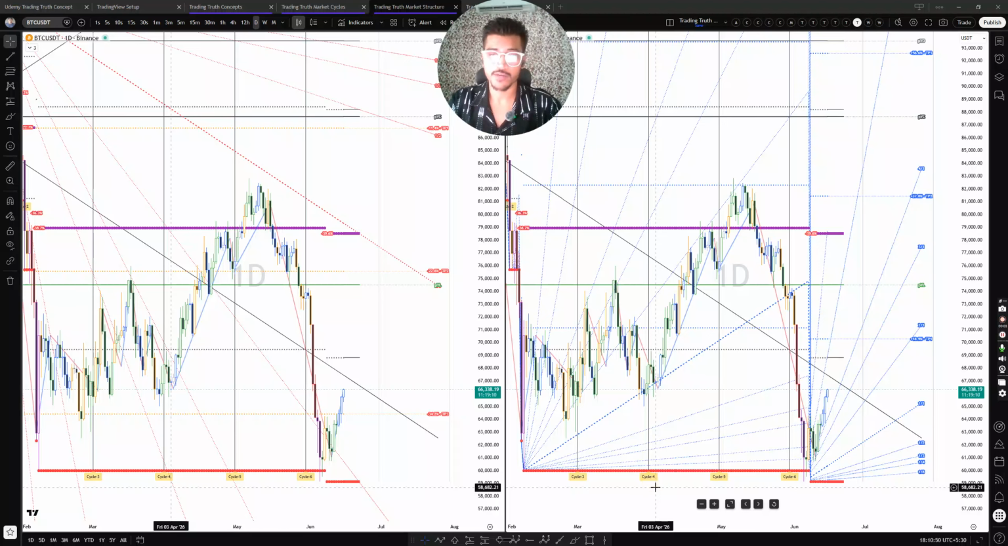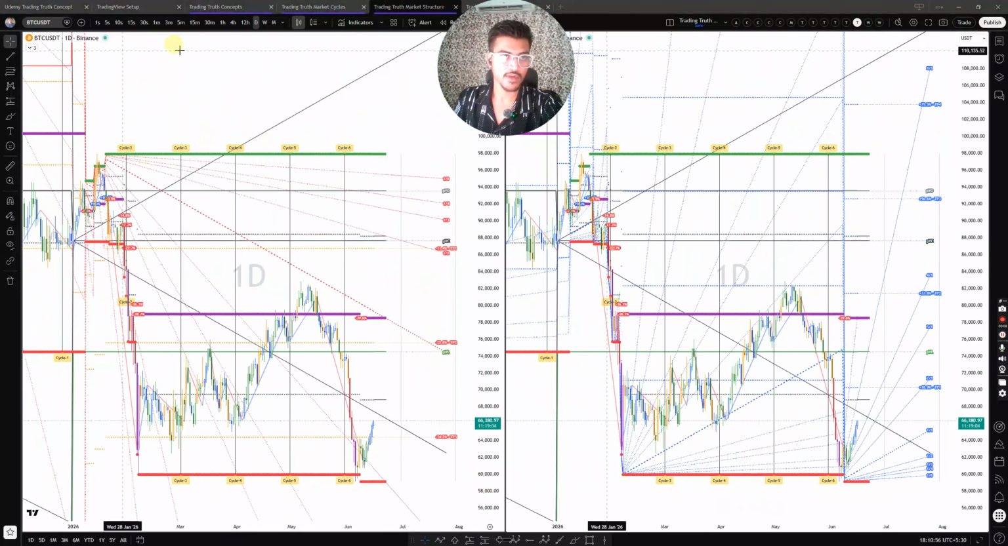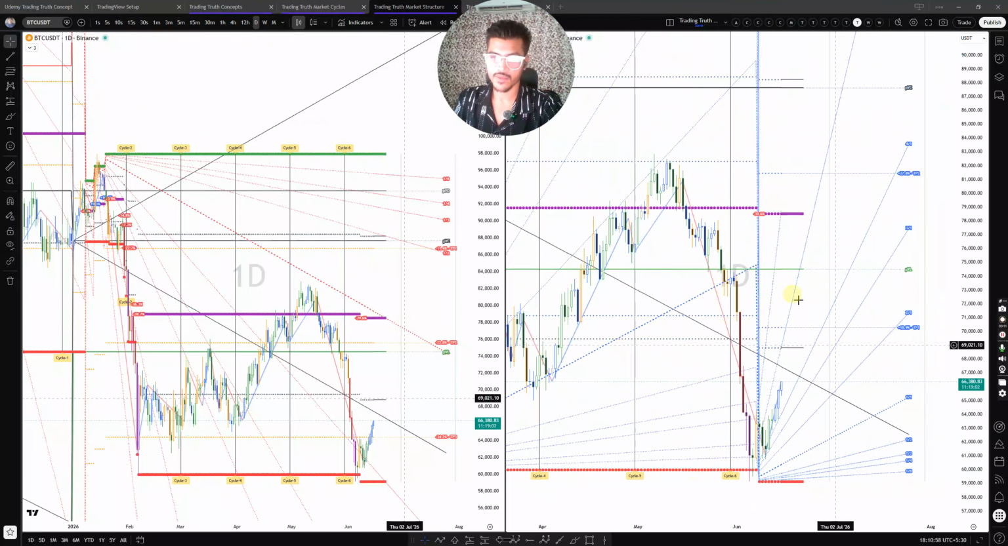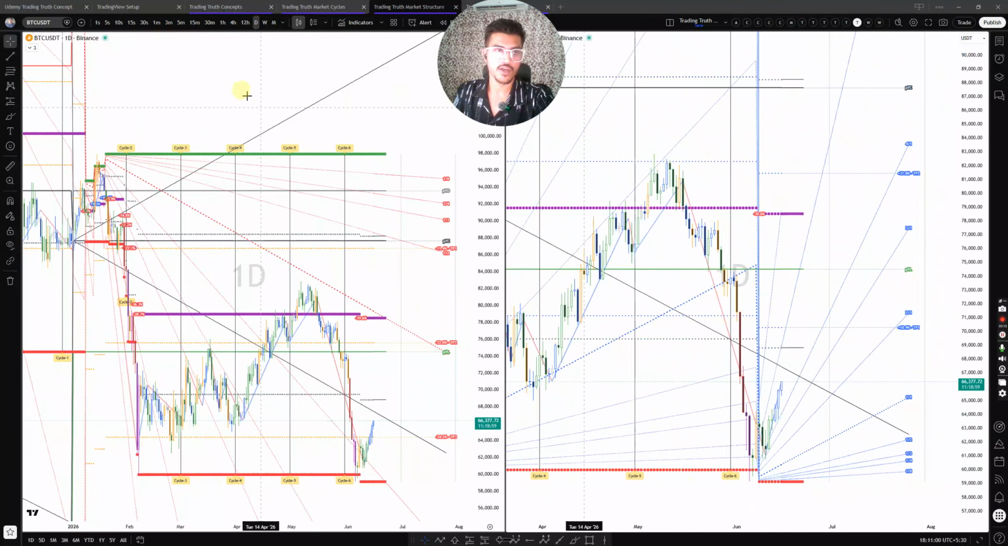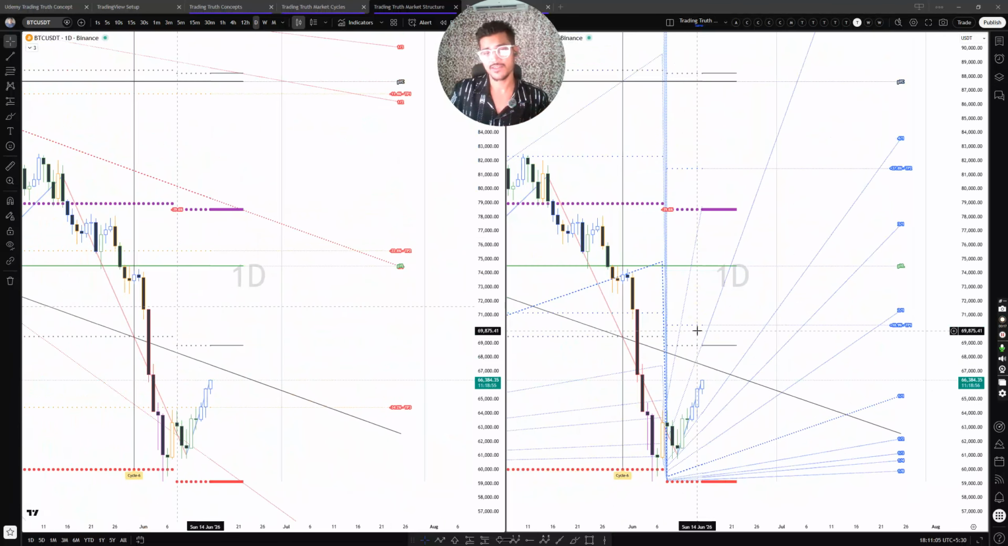In this quick market update, let's analyze a couple of markets. Here I have the chart of Bitcoin in daily time frame, and how do I describe the trending market and non-trending market? All the stuff is with this indicator, trading truth market structure.